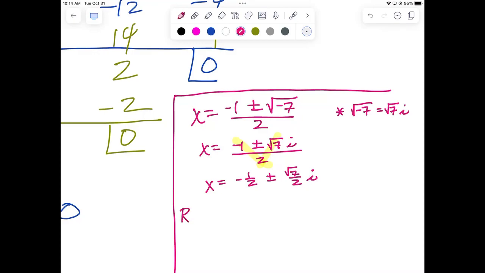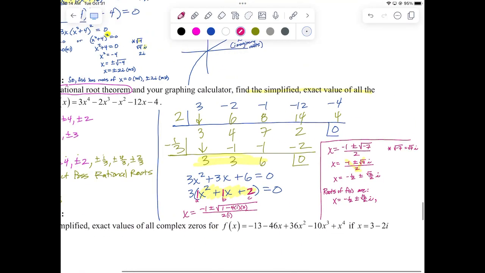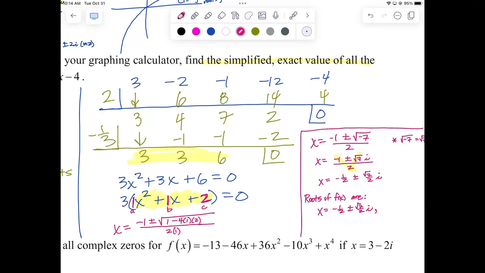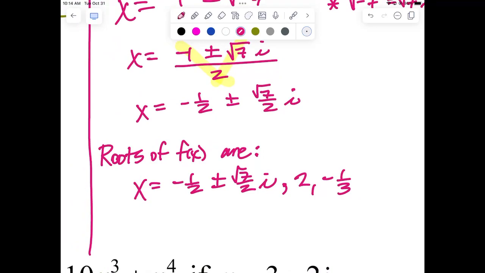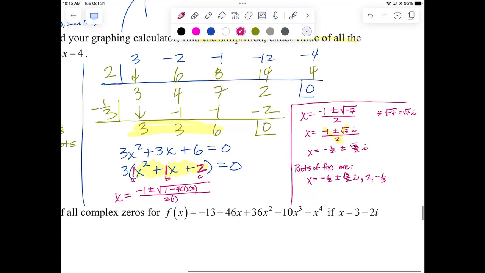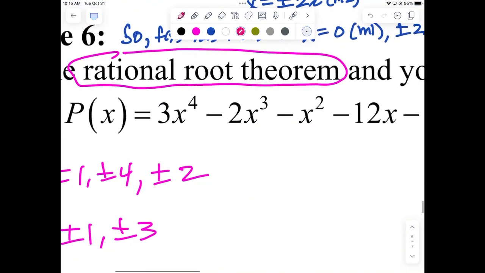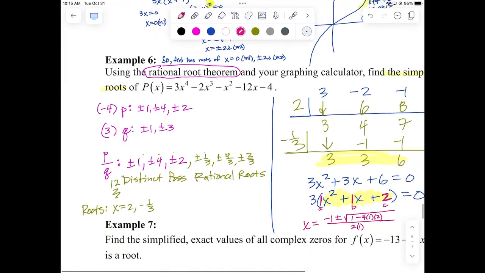So let's list the roots. The roots of f of x are: x equals negative 1/2 plus or minus the square root of 7 over 2 times i, comma, and what are the other 2 roots that we already found that were real? 2 and negative 1/3. So how many did we find total? We found the 2 complex conjugates, that's 2, plus the 2 and the negative 1/3. We found 4 roots. What was the degree of the polynomial? 4. Is the search over? Yes. Okay, the search is over.